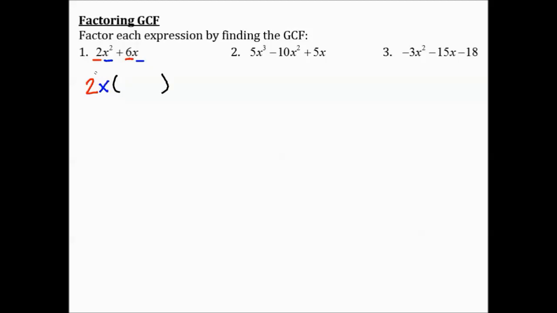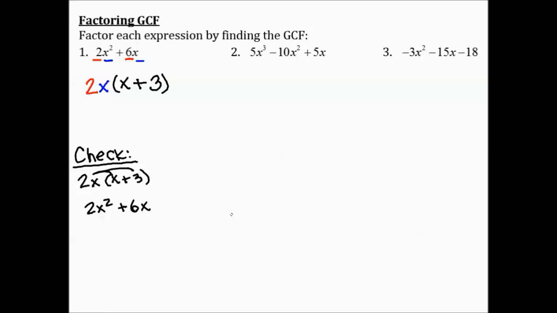To see what I have left, I want to divide both terms by the GCF. So if I divide 2x squared by 2x, I'm simply left with x. If I divide 6x by 2x, I'm left with 3. You can always check your work by redistributing. So if I take my answer and I distribute, 2x times x is 2x squared. 2x times 3 is 6x. That's what we originally started with, so that means our work is correct.